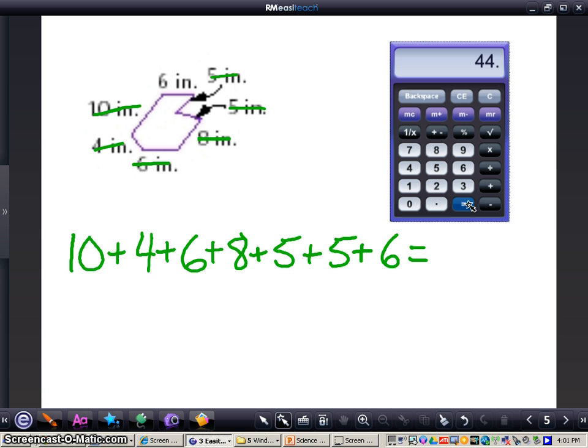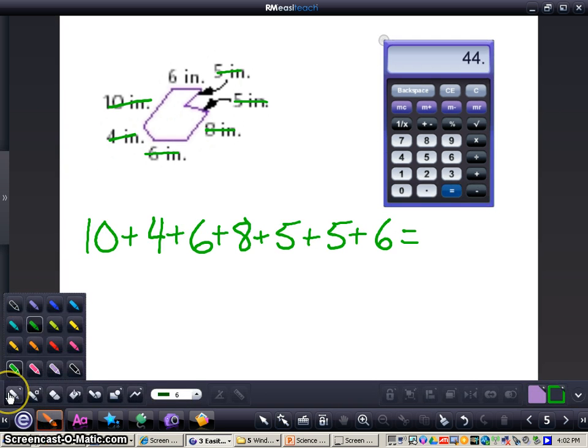Do not think just because you're using a calculator means that you always get the right answer, because sometimes you may punch in numbers the wrong way. So let's do this again. I'm going to clear everything out. So I'll do it again. 10 plus 4 plus 6 plus 8 plus 5 plus 5 plus 6. That gives me 44. I do have the same answer twice, so we'll go with that.